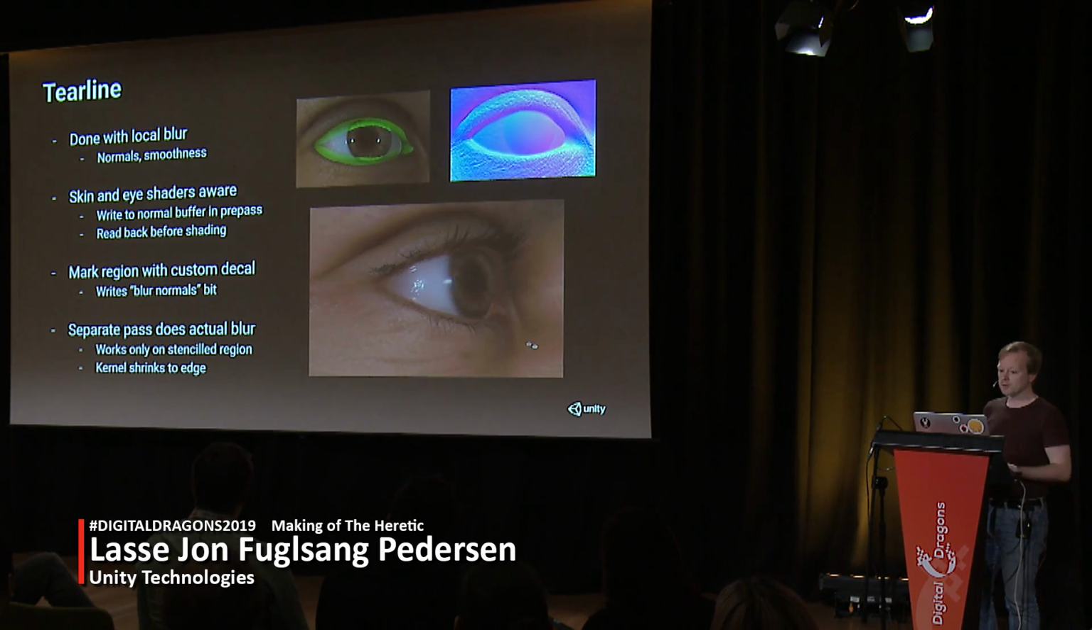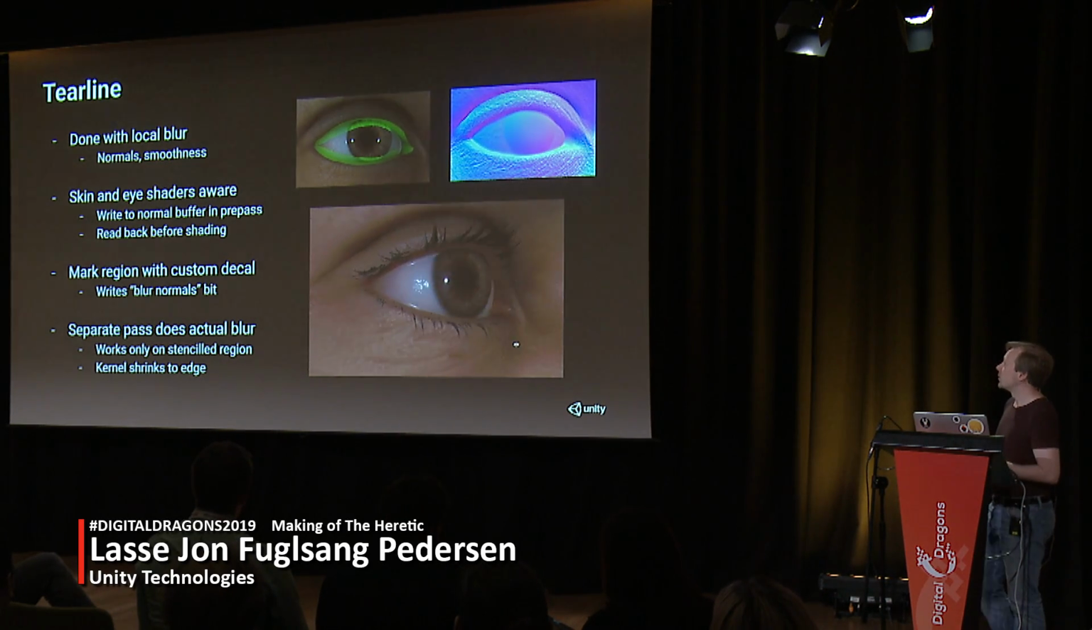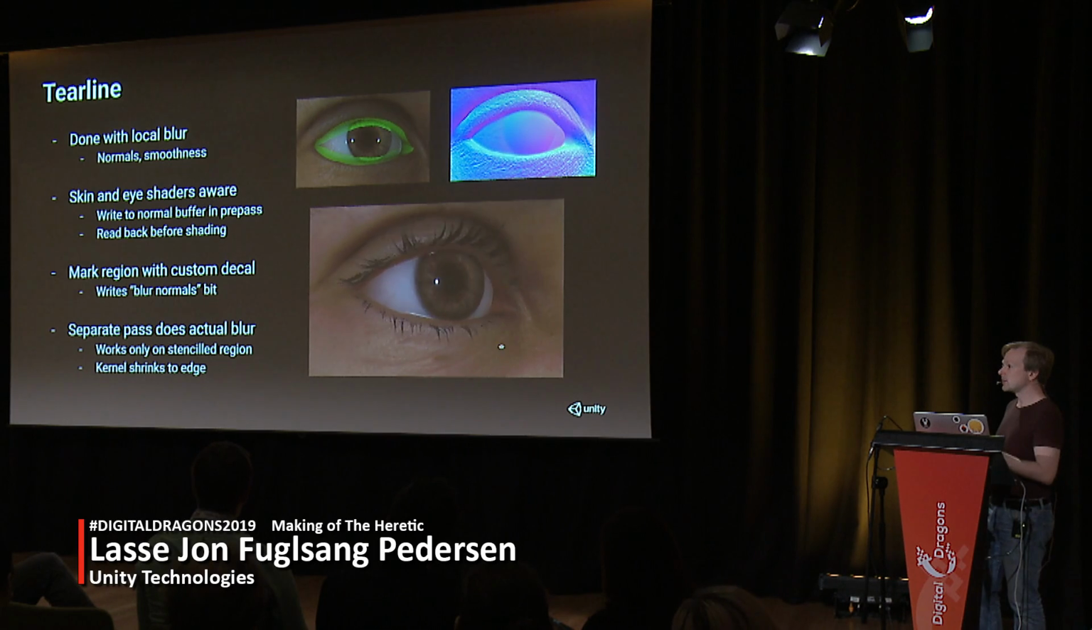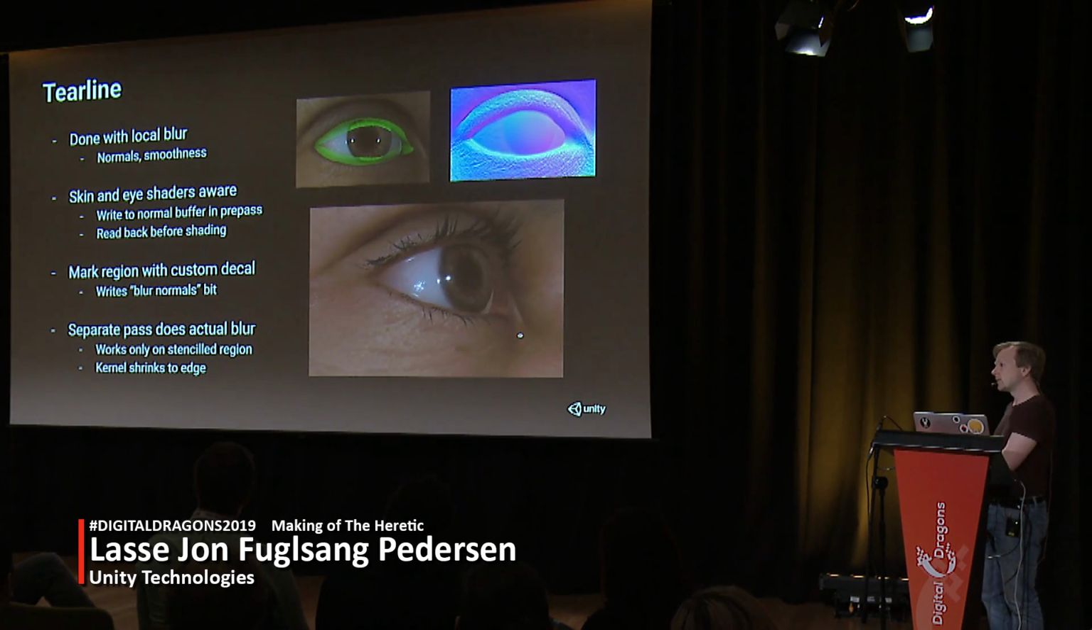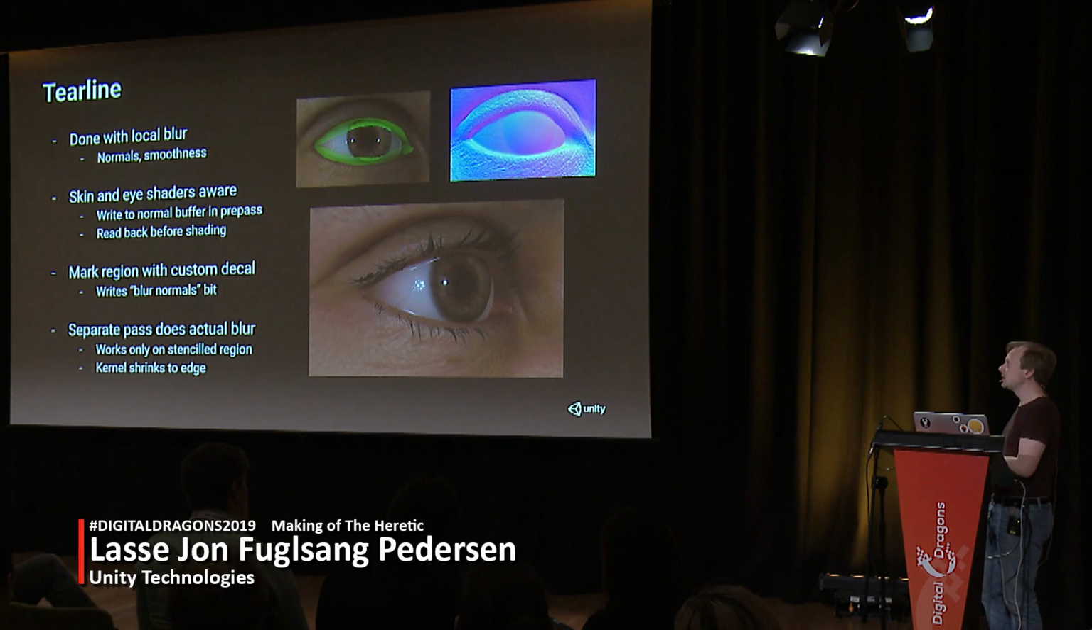Then we have the tear line, which is what connects the skin and the eyes a bit more than just the occlusion on the eyeball. So the tear line we are doing with a local blur. So we blur the normals and the smoothness values in the normal buffer, and the skin and eye shaders are aware of this process. So they write out in the depth prepass. There is a special normal writing option. We enable that, and we write out normals early. And then when they are actually shading, they read back what is then potentially the blurred normal in that normal buffer.